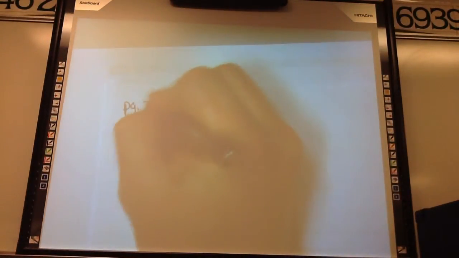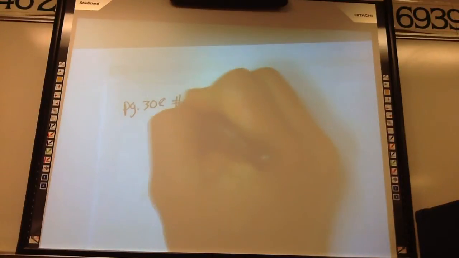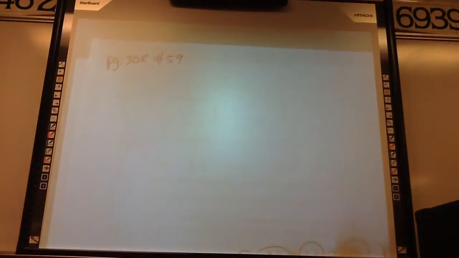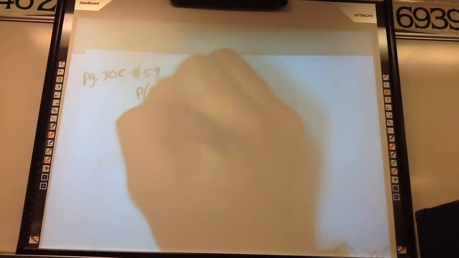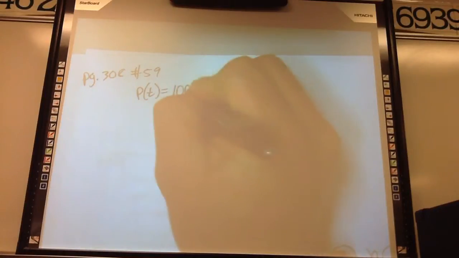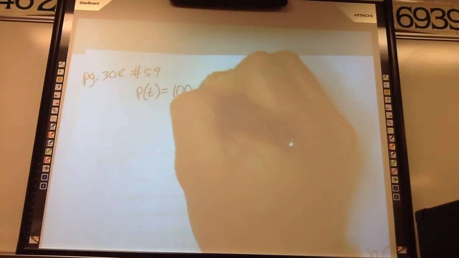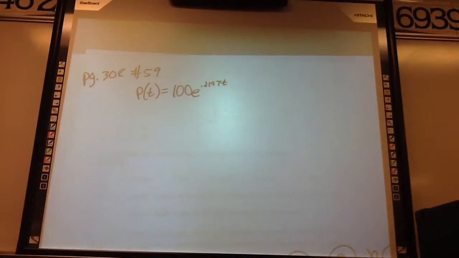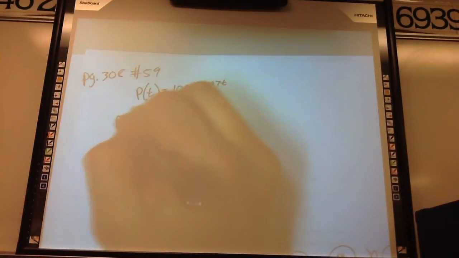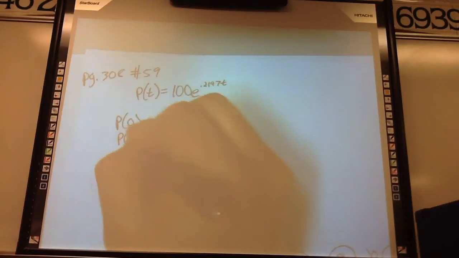We're going to do two quick exponential problems. I'll do one, you do one. Page 308, number 59. A certain type of bacteria increases according to the model P of t equals 100 e to the 0.2197 t, where t is time in hours. Find P of 0, P of 5, and P of 10.